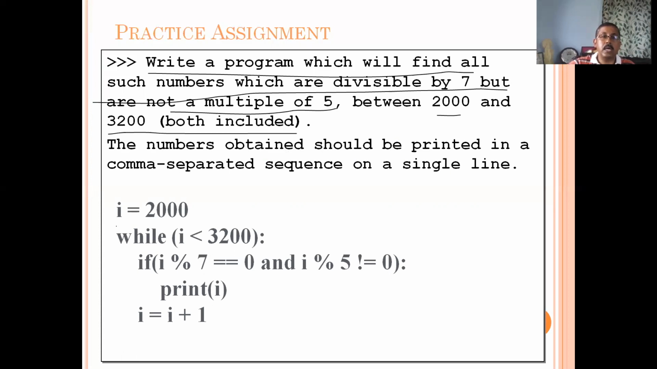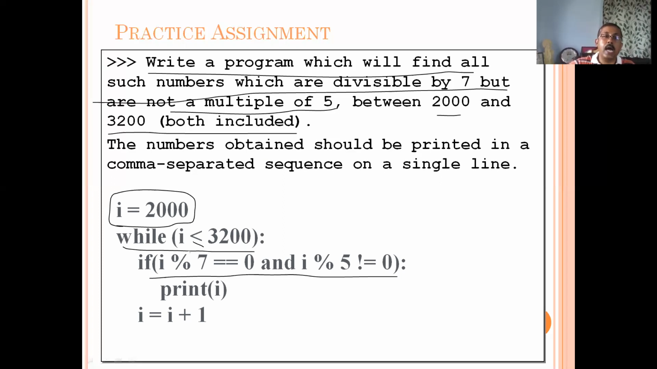So you can just set a value 2000 as a starting value, and then you can give a while loop and check whether the value is less than or equal to 3200, so both numbers included, not less than 3200. And within the while loop you are keeping a conditional block.